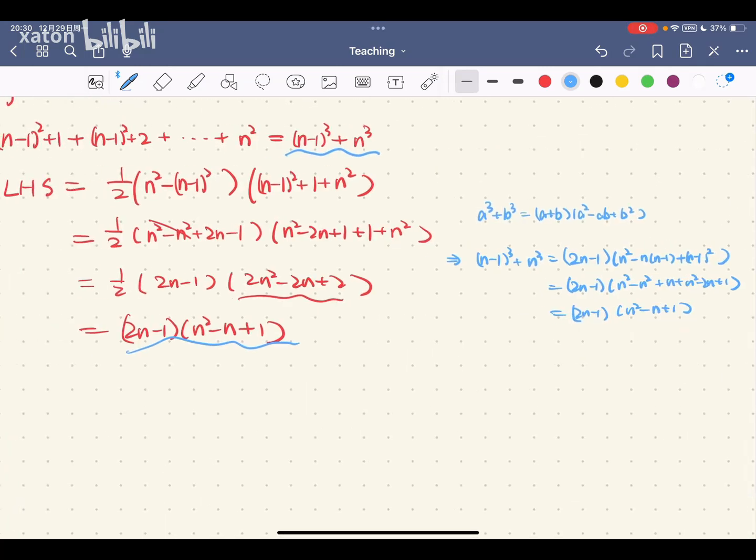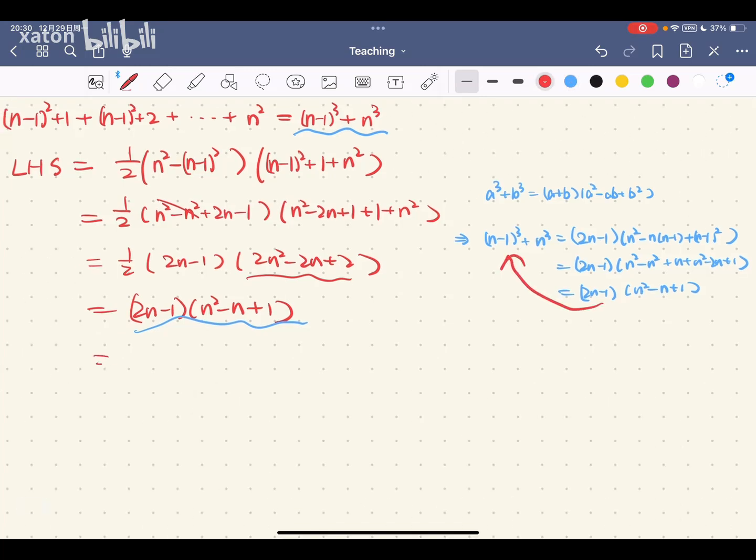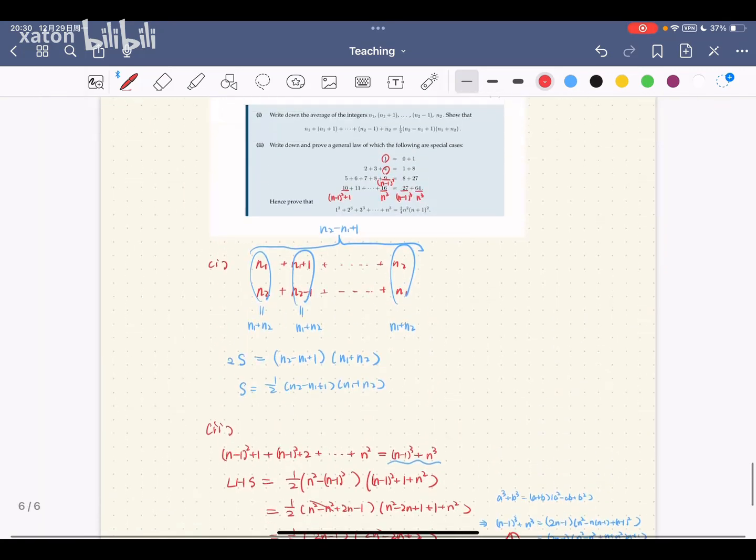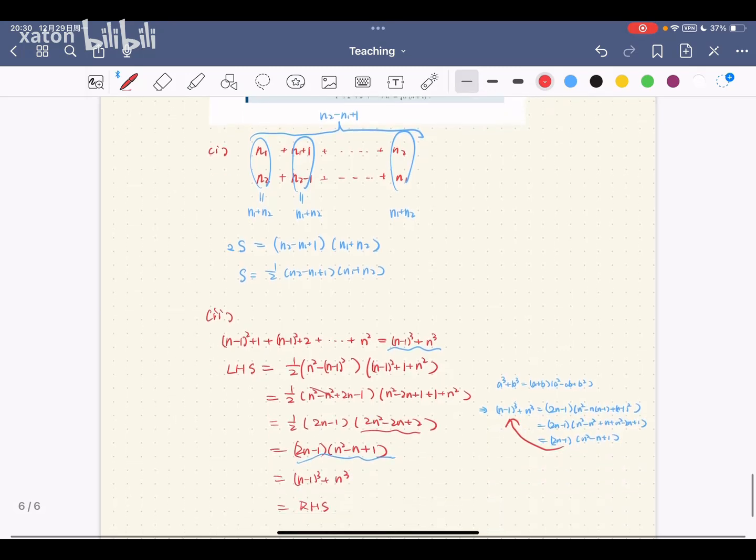And surprisingly, this is it. But we did it from another direction actually. So this will be exactly n minus 1 squared plus n squared. And this is what we have on the right-hand side. So we proved them. And now we are adding them up.